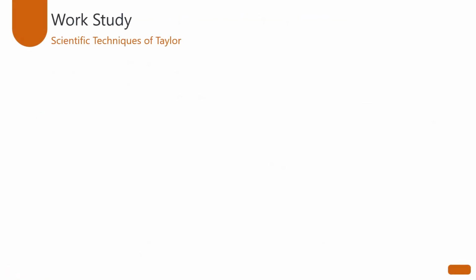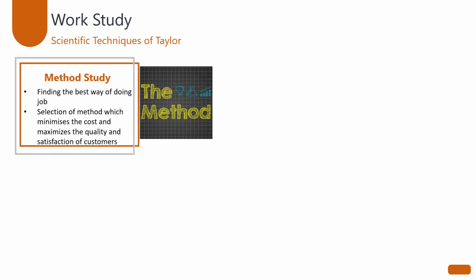Next technique is work study, which is a combination of four different elements. Let us understand these elements one by one. The very first is method study. As the name suggests, it helps us to find the best method for doing a particular job. It includes selection of a method which minimizes the cost and maximizes the quality and satisfaction of consumers.